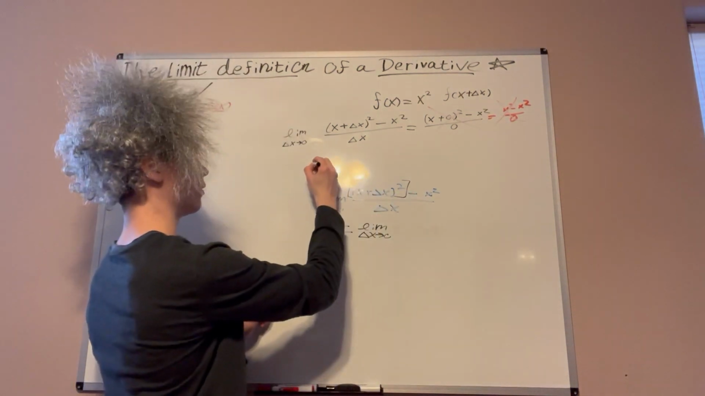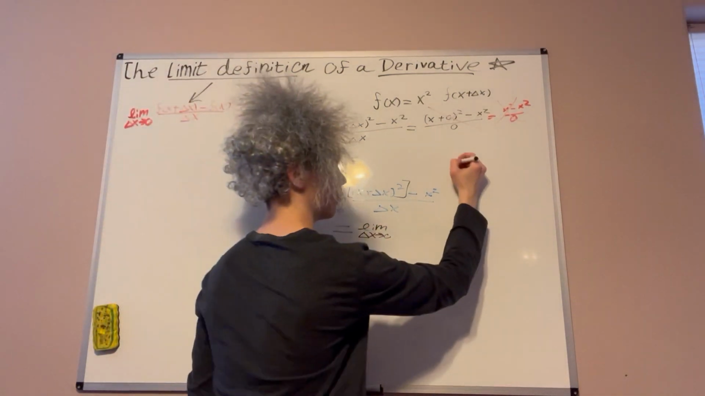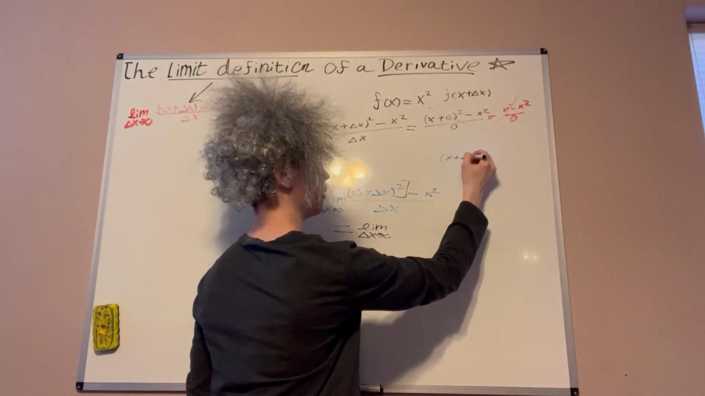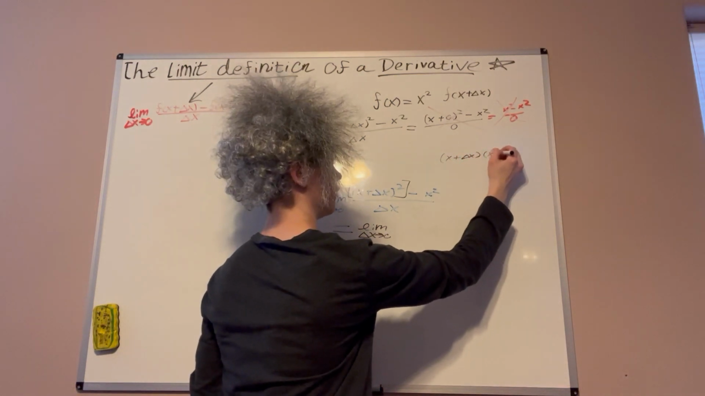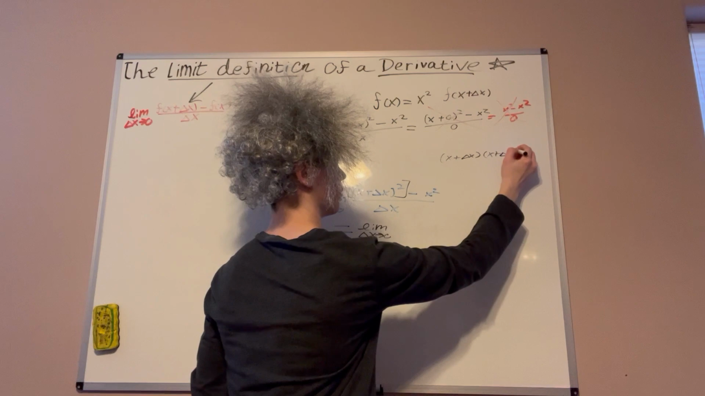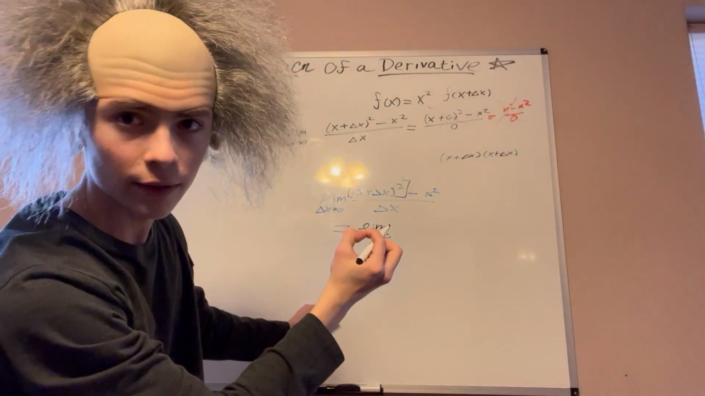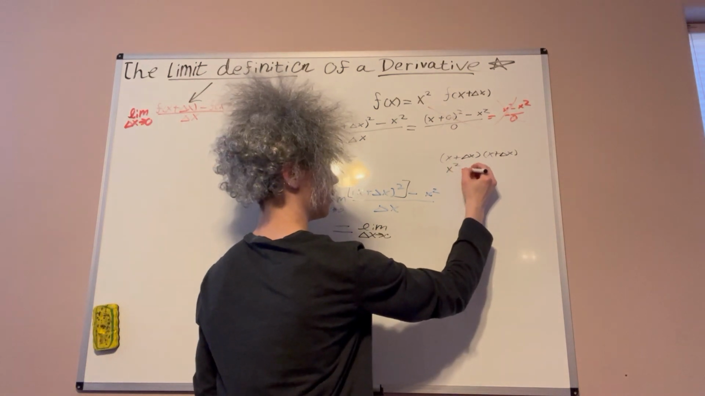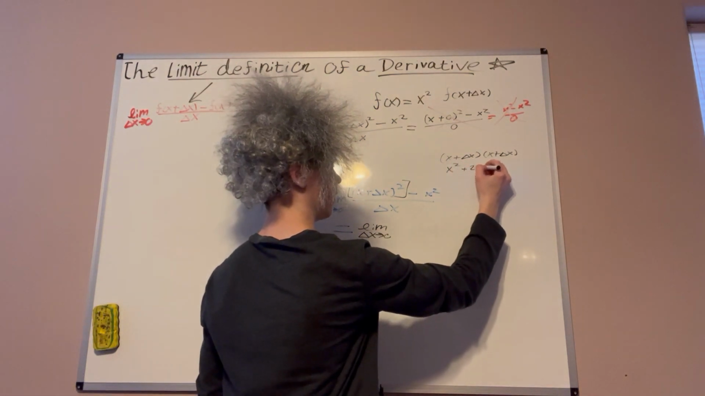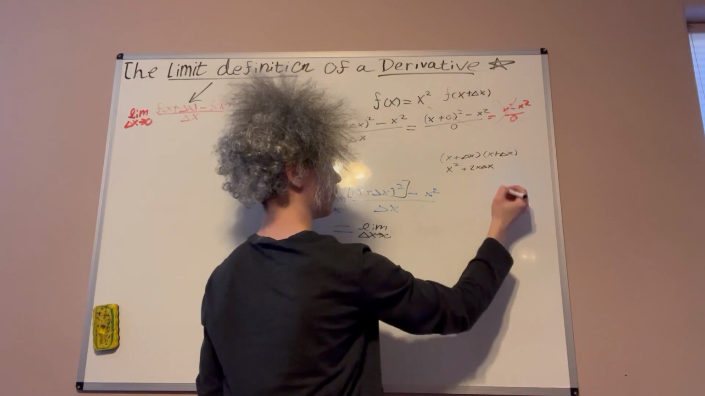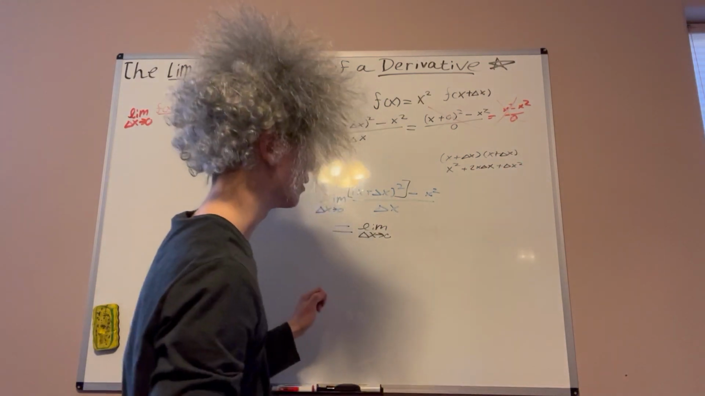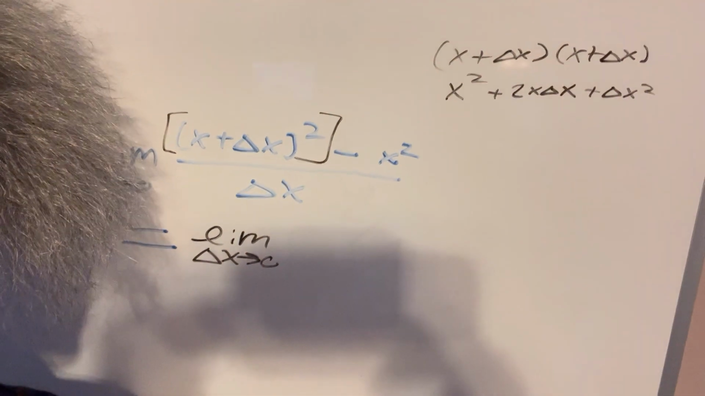I'll just do this over to the side here. That's going to be x plus delta x times x plus delta x. And I like to do these FOILs out by hand. That's going to be x squared plus 2x delta x plus delta x squared. Did I just do that right? I believe so. There's my algebra on that.